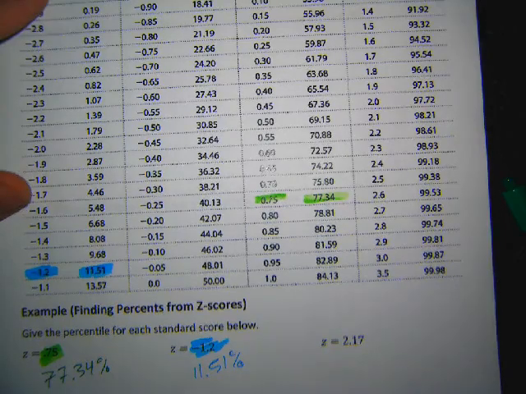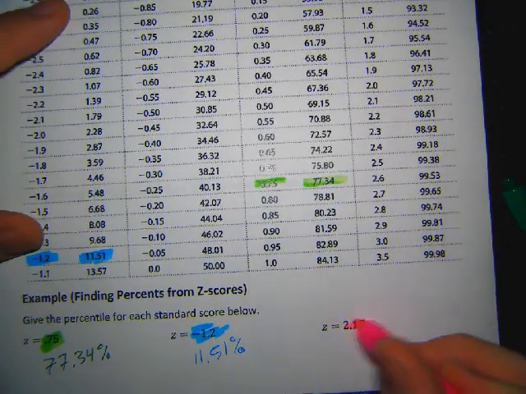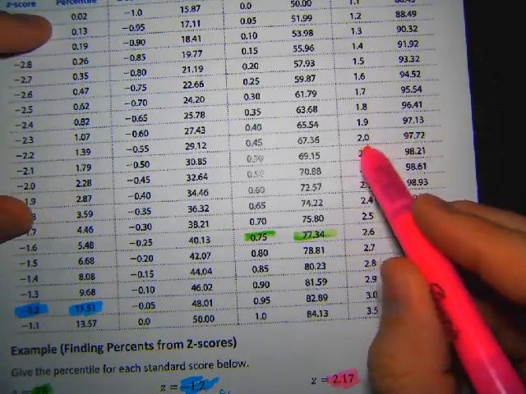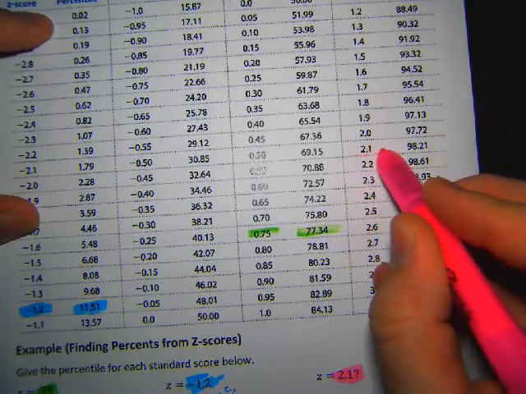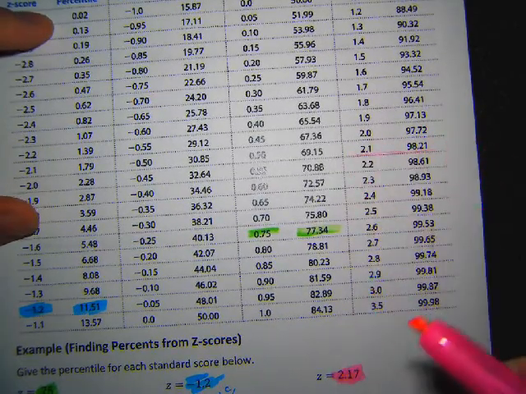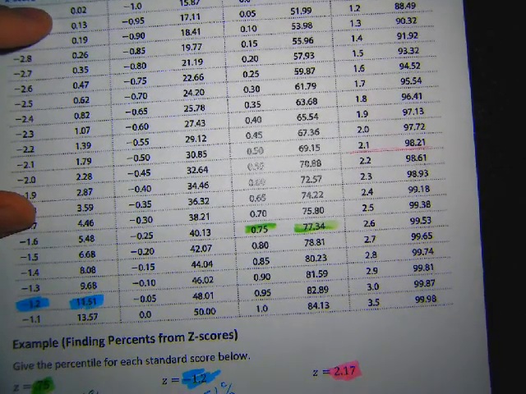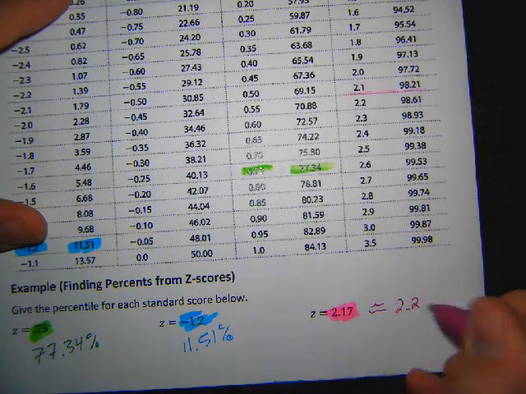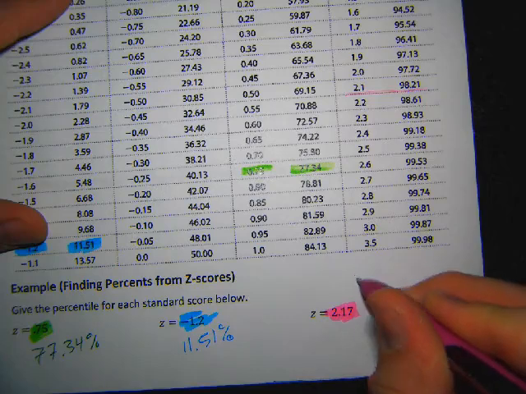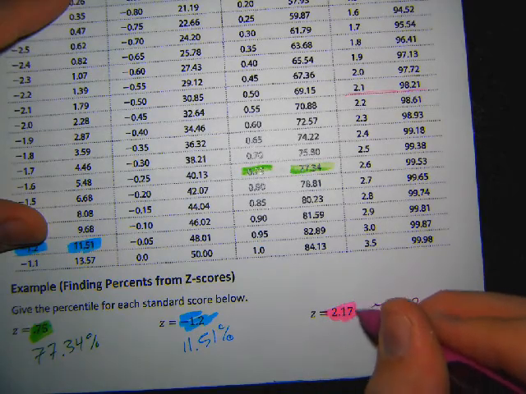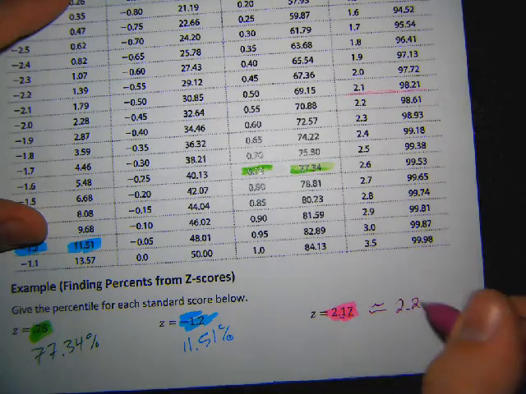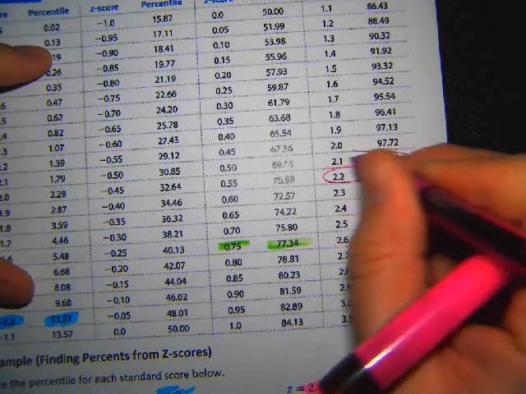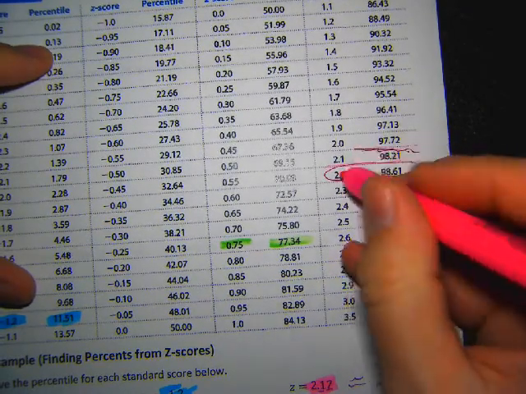If I did 2.17, notice this one, there's not a perfect match. I've got 2.1, I've got 2.2, so it's kind of in the middle. What I would do is look for the best approximation. The number closest to 2.17 is about 2.2, because 17 is closer to 20 than it is to 10. The 7 is big, so it makes the 1 go up. So 2.2 would be the closest, and that's what we'd use, not 2.1, because that's the closest value.